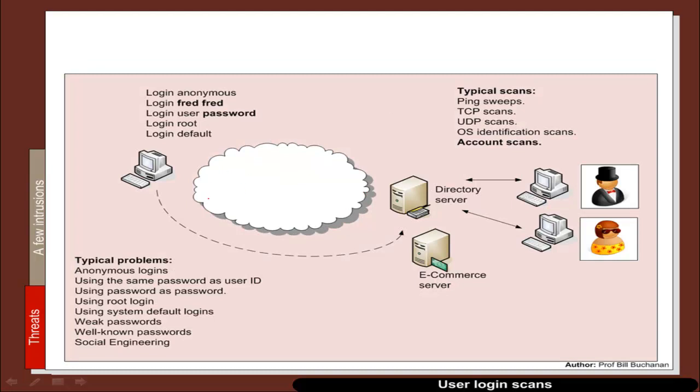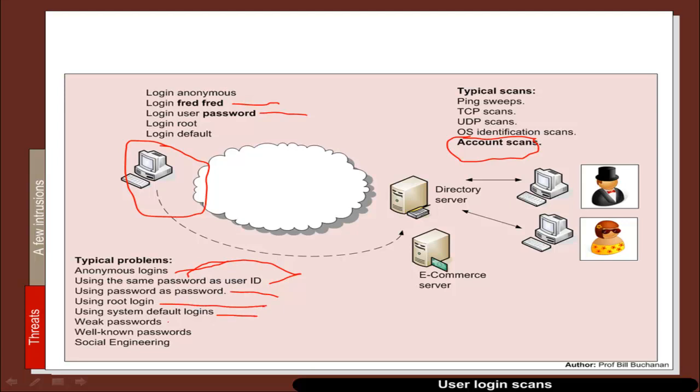And then we can have an intruder probing for a weak password, and in this case, the intruder sends in logins for different usernames and passwords. This is known as an account scan. Problems that we can have here are anonymous logins, the same password as the user's ID, a password of "password", using root login, using system default logins, weak passwords, well-known passwords, and also social engineering, where an intruder might actually try and approach a user and ask them for their password.